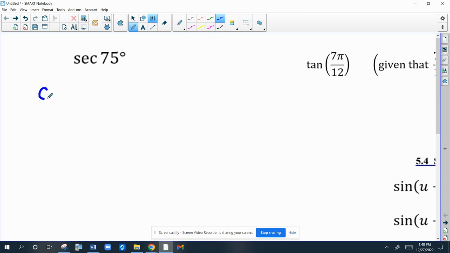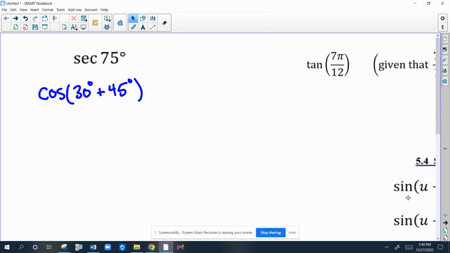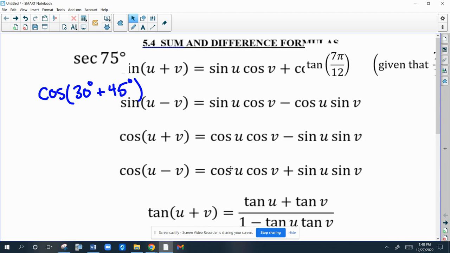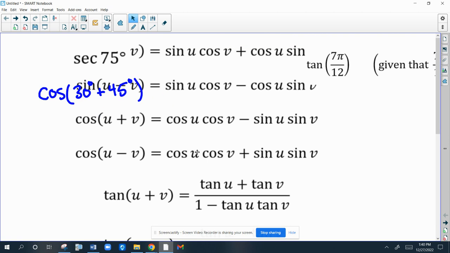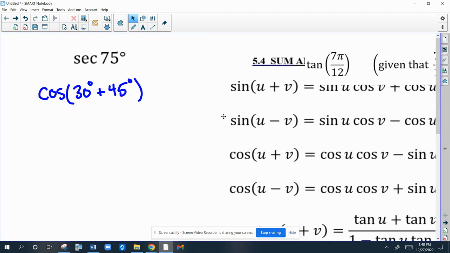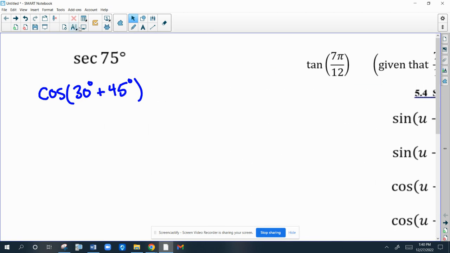So I'm going to go ahead and change that 75 to 30 plus 45. And now I can use a sum and difference formula, specifically a sum formula for cosine. So for cosine, cosine of u plus v is cosine u, cosine v minus sine u, sine v. The first angle is the u, the second angle is the v.